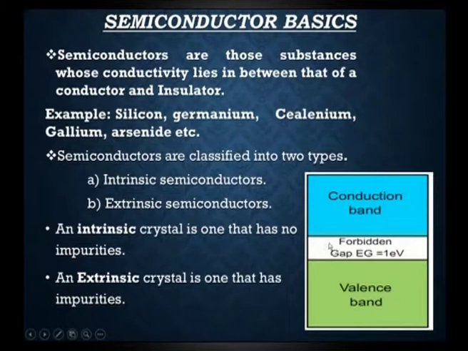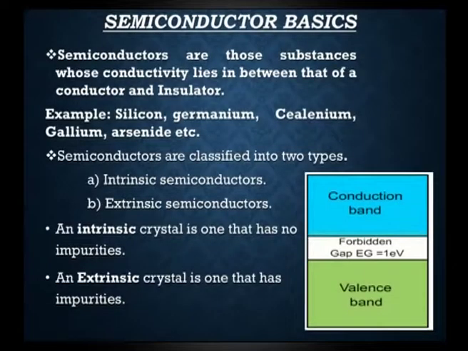In an insulator, this forbidden gap is too large, and in a metal the conduction band and the valence band are merged. As in the definition of semiconductors, the conductivity lies between the insulator and the conductor. So the forbidden gap here is very small; it is not too large as in an insulator and it is not merged as in a conductor. This is the basic idea of the energy band diagram of a semiconductor.